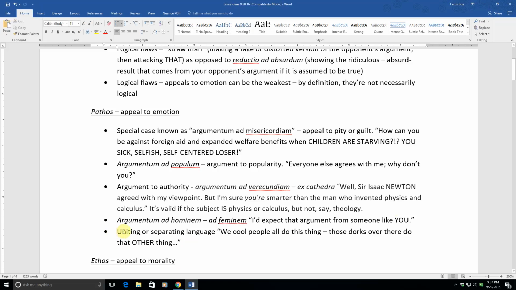So you might also want to look for uniting or separating language. Something like, "We cool people all do this thing, but those dorks over there do that other thing." So when someone starts saying "we" and things like that, you say, well, what do you mean, we? I'm not sure I agree with you. Why are you automatically lumping me in with you?